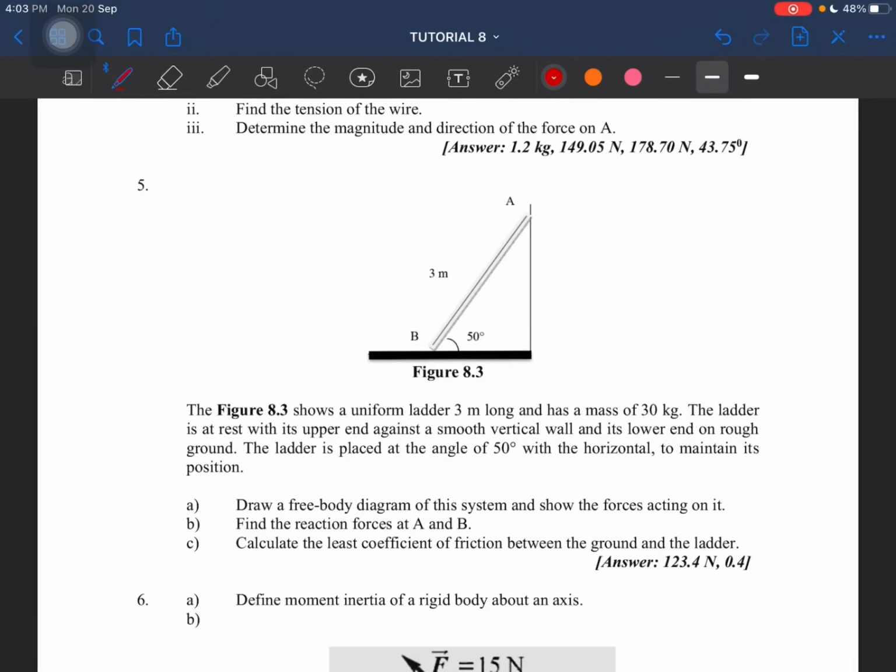Okay, question 5. The figure shows a uniform ladder 3 meter long and has a mass of 30 kilograms. So the ladder is at rest with its upper end against a smooth vertical wall and its lower end on rough ground. So we have to draw a free body diagram of the system and show the forces acting on it. Find reaction force at point A and point B, and then calculate the least coefficient of friction between the ground and the ladder.